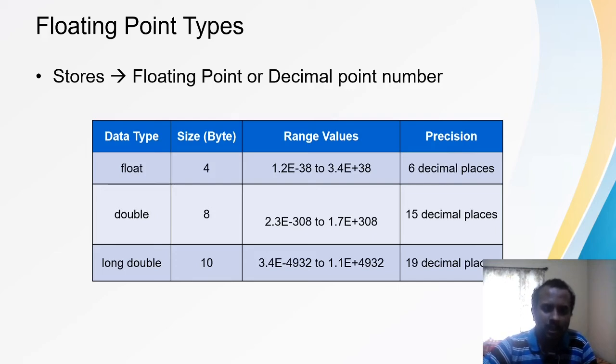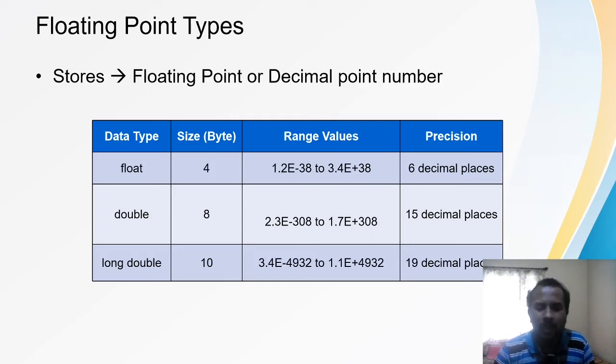The precision will tell us how many decimal points are shown. For example, when I'm using float, that means I can show 6 decimal points. For example, 4.000000, that is 6 decimal points. Or for example, 10.12345, 6 decimal places are shown.